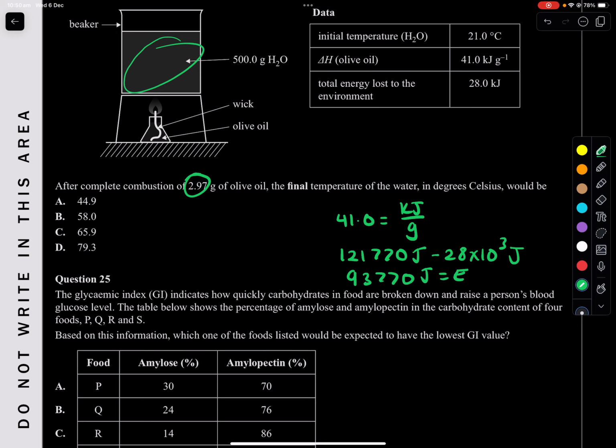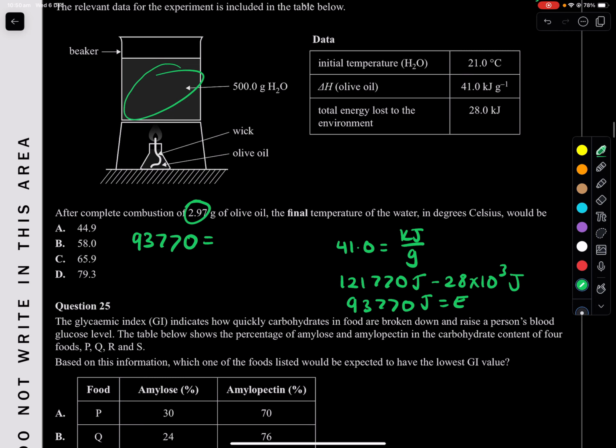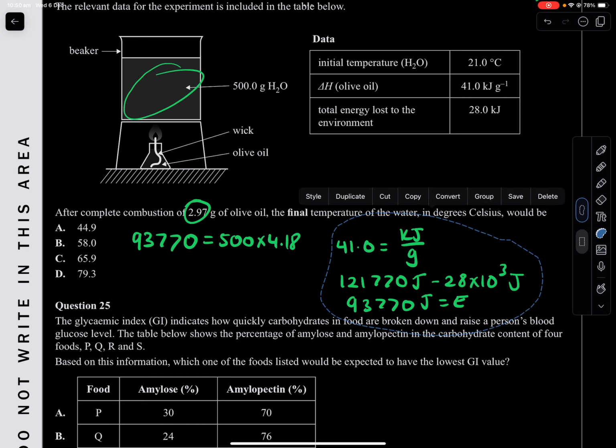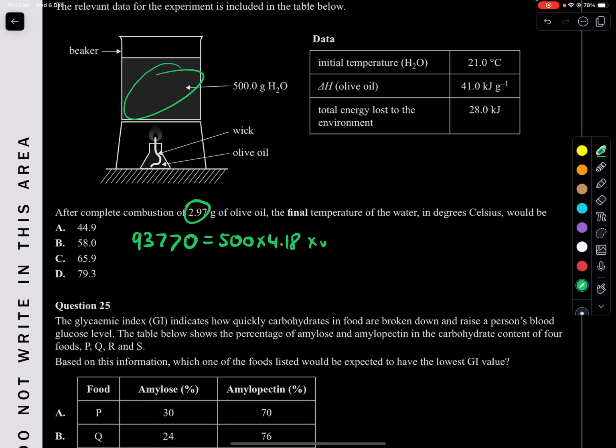Now we're just going to use mc delta T to calculate the final temperature. So the energy is going to equal mass. So what's the mass of the water? We have 500 grams of water times 4.18, the specific heat capacity of water, times your change in temperature. So hence your change in temperature is what? Let's do the calculation. It's 500 times 4.18, and that gives us 44.86.